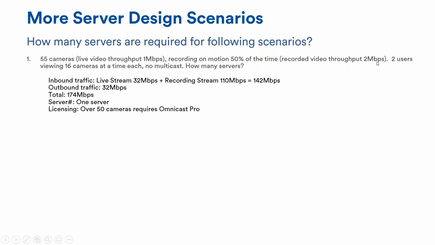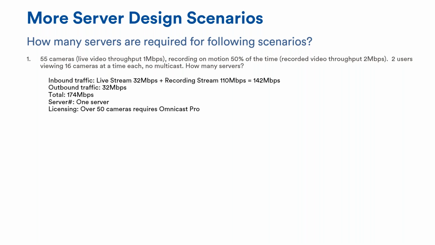So again, in this case, we're using a multi-streaming scenario. The end user has requested one resolution and frame rate for the live stream and a different resolution and frame rate for the recording stream. So we have live stream 32 megabits per second, recording stream 55 cameras times 2 megabits per second is 110 megabits per second. That's 142 megabits per second coming in.